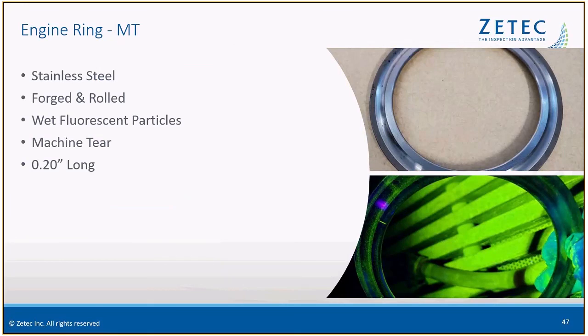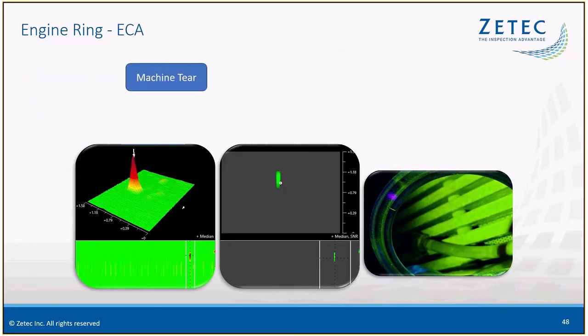Moving to an engine ring. This is stainless steel. It was a forged and rolled part. And here there's a machine tear. Looking at this stainless steel part, you wouldn't know that there's some kind of mark or indication going on here, but you put it under MT and there's clearly some type of crack or thing going on there. That's a machine tear, and it's 0.2 inches long and very easy to resolve with the eddy current array.